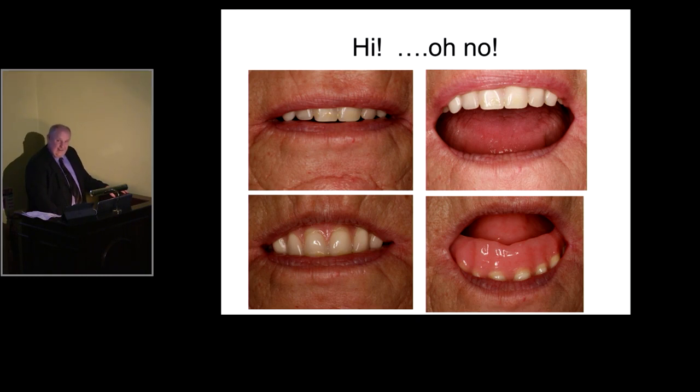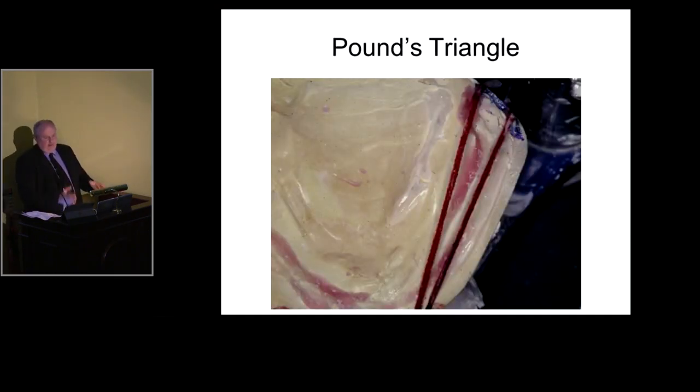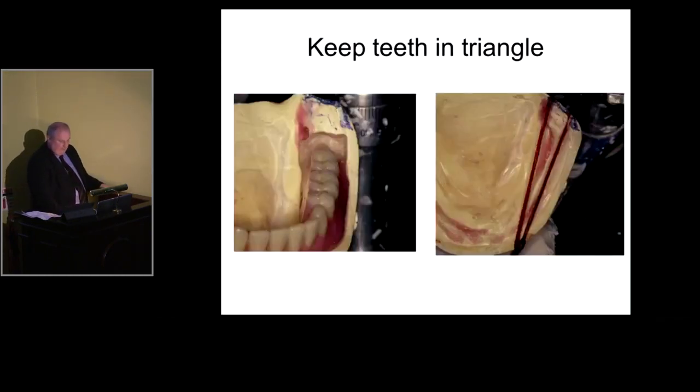and they say, hi, and then the denture drops down. So in this situation, the upper front teeth were out too far and are getting dropped down by the lip. Back teeth should be in Pound's triangle. This is Pound's triangle, from the base of the retromolar pad to the canine. If the teeth are in that triangle, the tongue and the modiolus and the buccinator are happy.